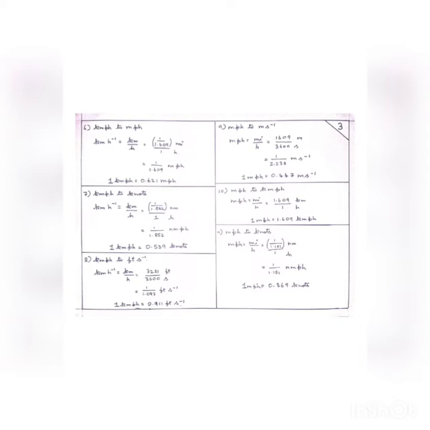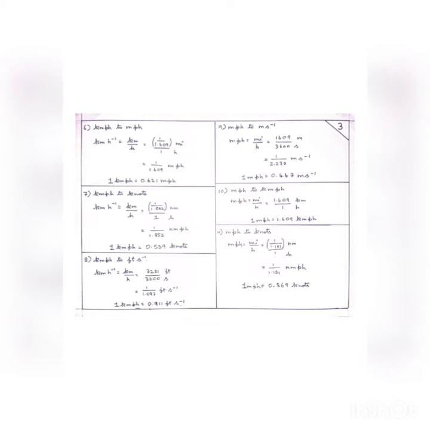Seventh one is kilometer per hour to knots. 1 kilometer is equal to 1 by 1.852 nautical miles. Simplifying this value, we get 1 divided by 1.852 nautical miles per hour. Dividing this value, we get 1 kilometer per hour is equal to 0.539 knots.